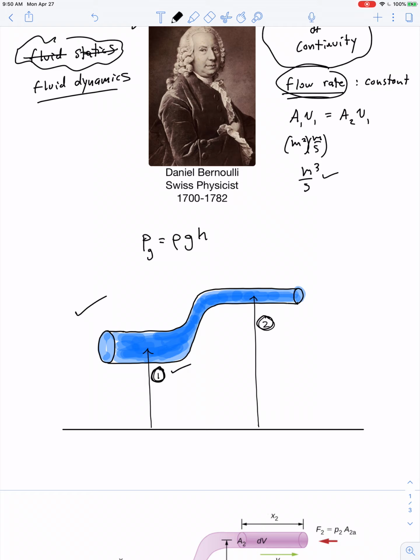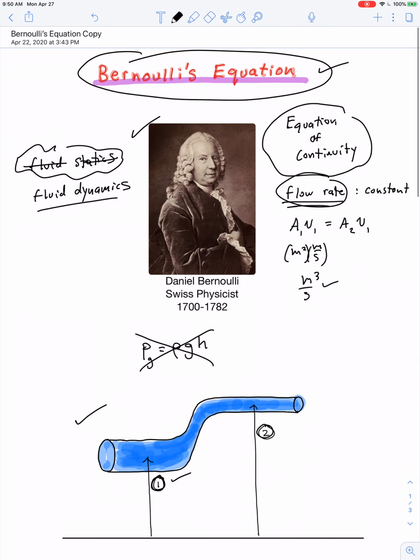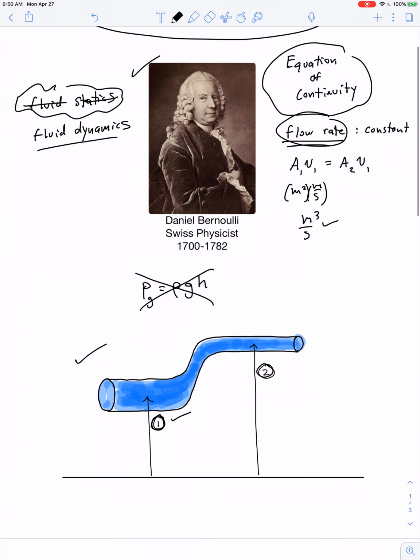We said something known as gauge pressure is equal to density of fluid times gravitational field strength times depth. But if water is in motion, then pressure doesn't just vary with depth. It varies with depth and with speed. And we'll come up with an expression by way of Bernoulli's equation that relates pressure differences with not just height, but also with speed.